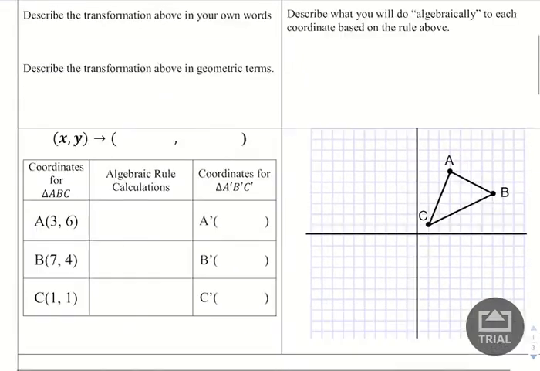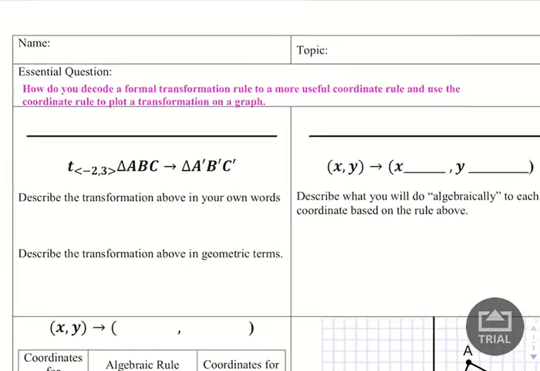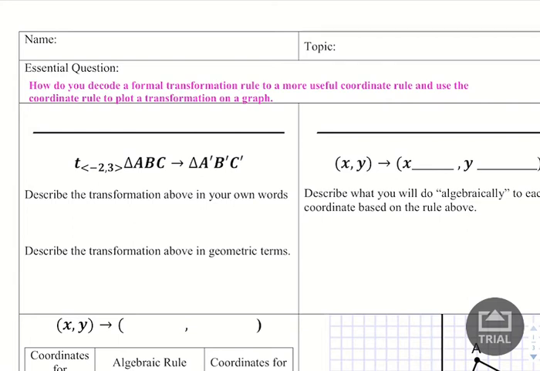So we're going to see how to decode it, as you're seeing in the essential question. How do you decode a formal transformational rule to a more useful coordinate rule, and then use that coordinate rule to plot a transformation on a graph. That's what we're going to see. So if you can do that by the end of these notes, you won the game. So let's jump into it.